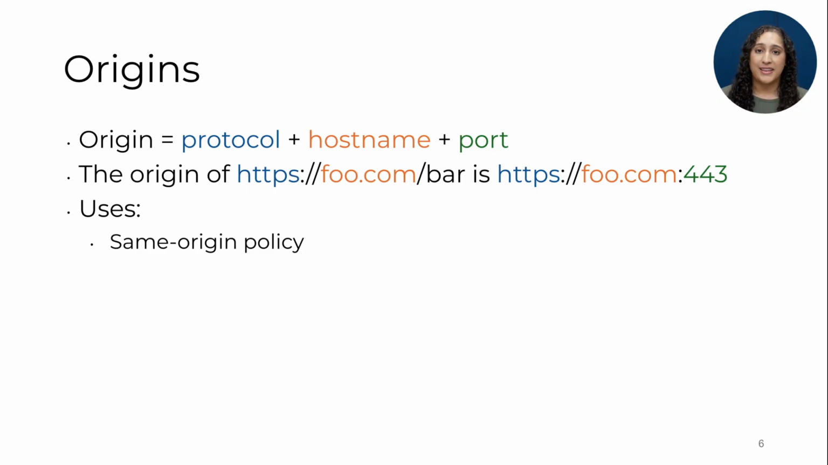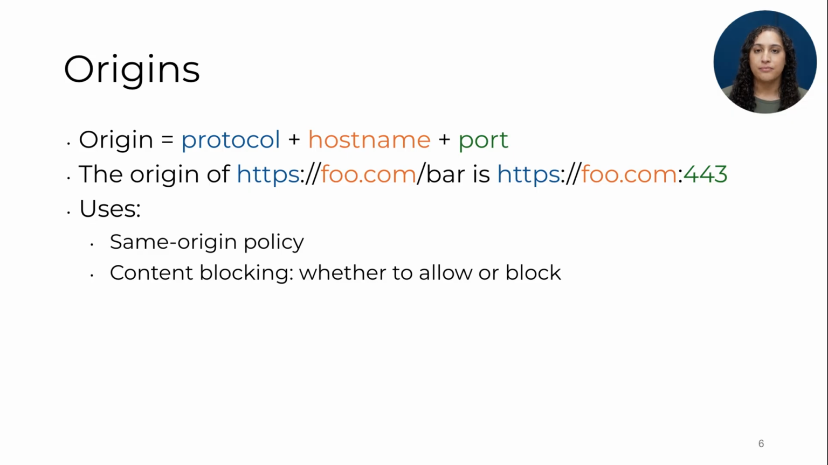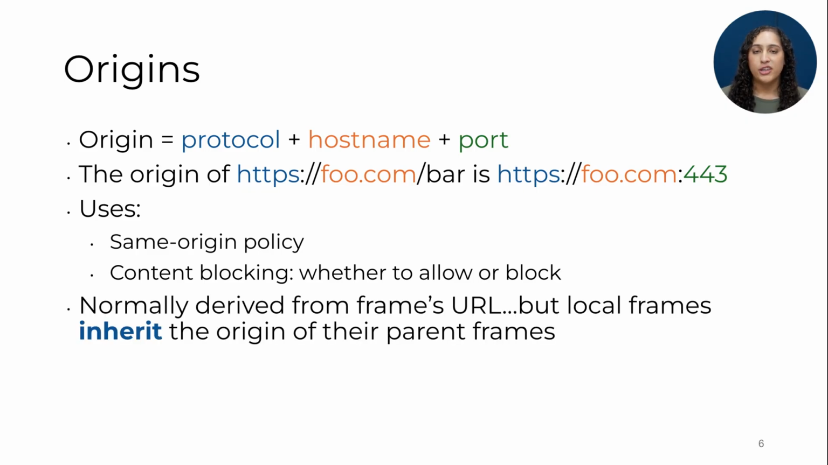But we're going to consider it in a slightly different context, which is content blocking. Often content blockers are deciding whether to allow or block a certain network request by determining whether it's made in a first-party or third-party context. Now, in order to determine that, you need to understand the origin of the request source and destination. Normally, the origin can be derived from the frame's URL. So in the example I showed you with https://foo.com/bar, we could just use that URL to derive that origin. But it's a bit more complicated for local frames, because local frames actually inherit the origin from their parent frame.